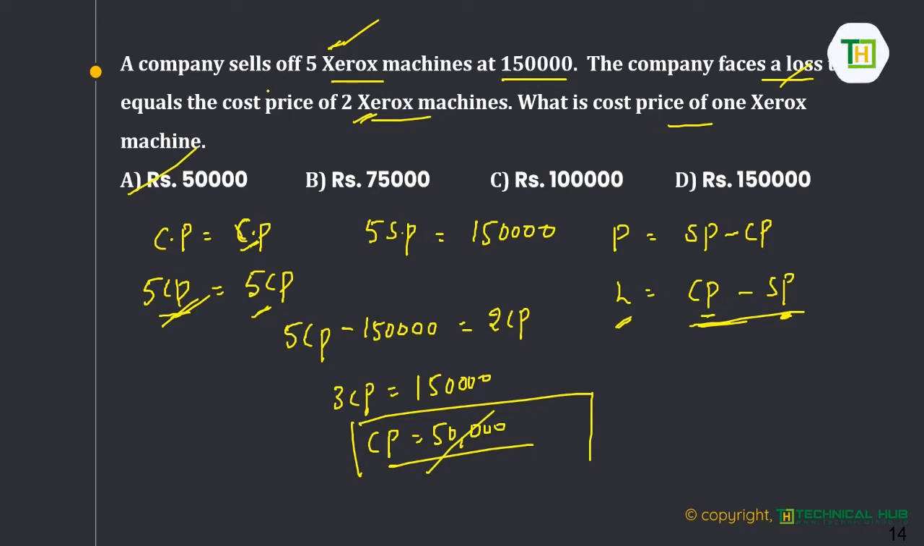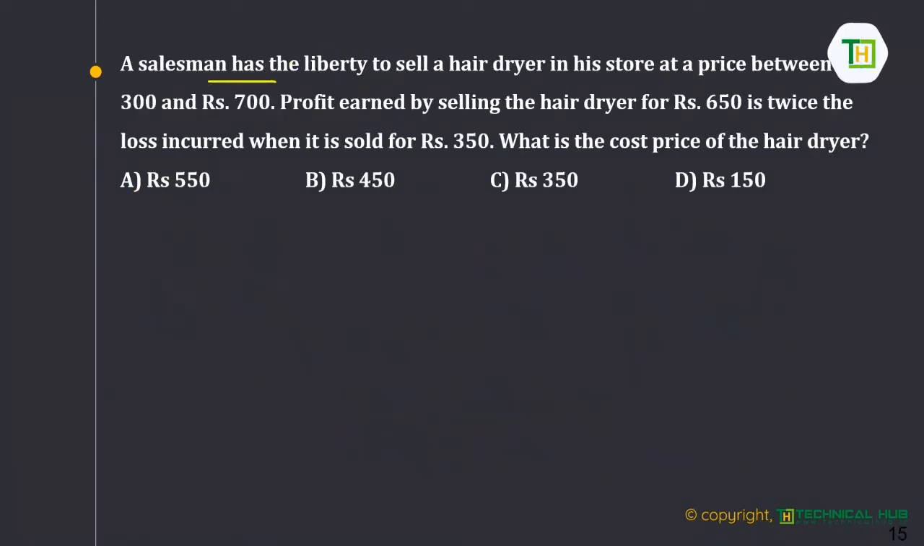So this one is also similar to that question, that type of model only. A salesman has a liberty to sell a hair dryer in the store at a price between rupees 300 and 700. He sells at a price from 300 to 700. Profit earned by selling the hair dryer for rupees 650 is twice the loss incurred when it is sold for rupees 350. This statement is not important for solving this question. By selling at 650 rupees, he will get the profit, and by selling at 350 rupees, he will get the loss.